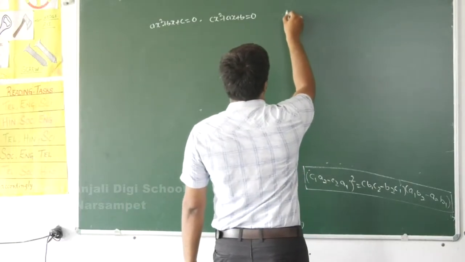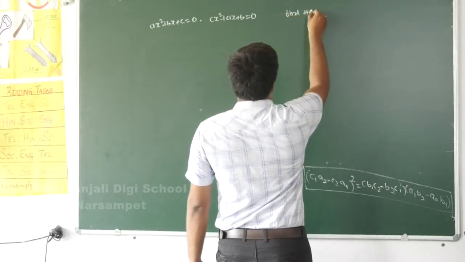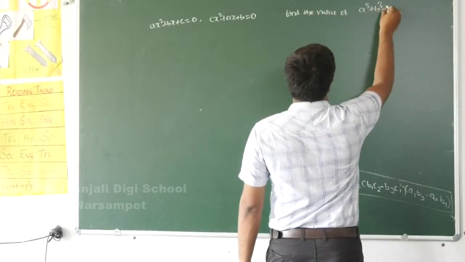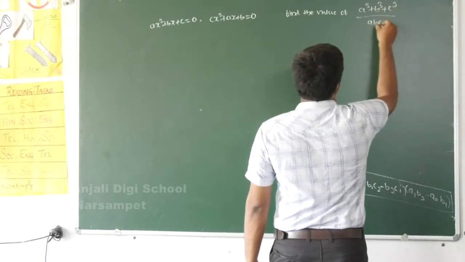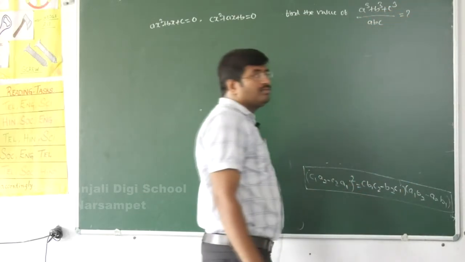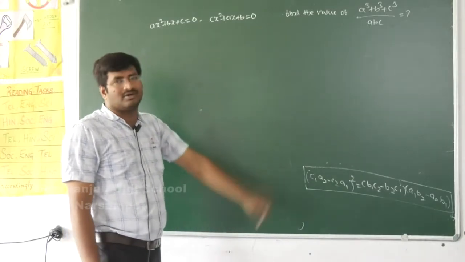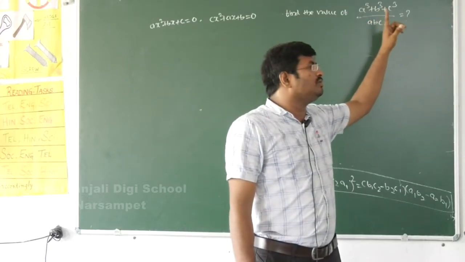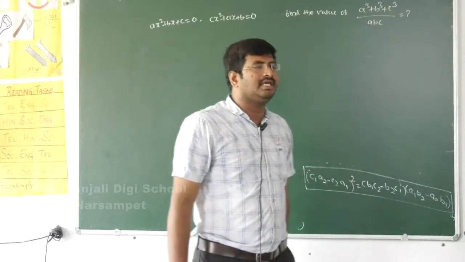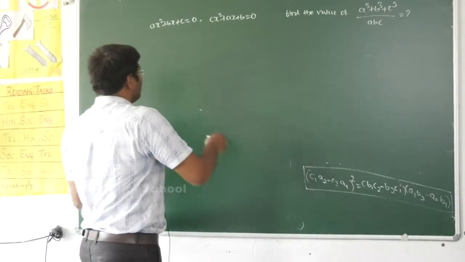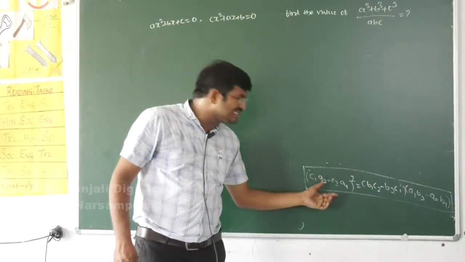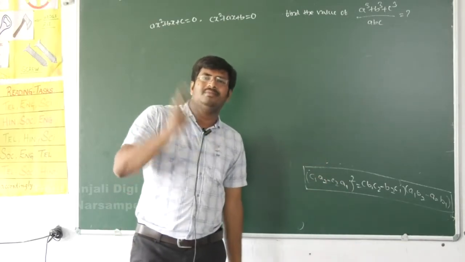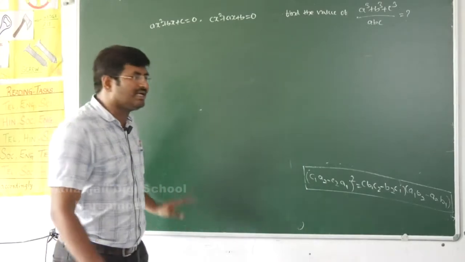Then find the value of a cube plus b cube plus c cube by abc. Now you will see, instead of remembering this formula every time, it is better to go through the process, and we will get it easily.